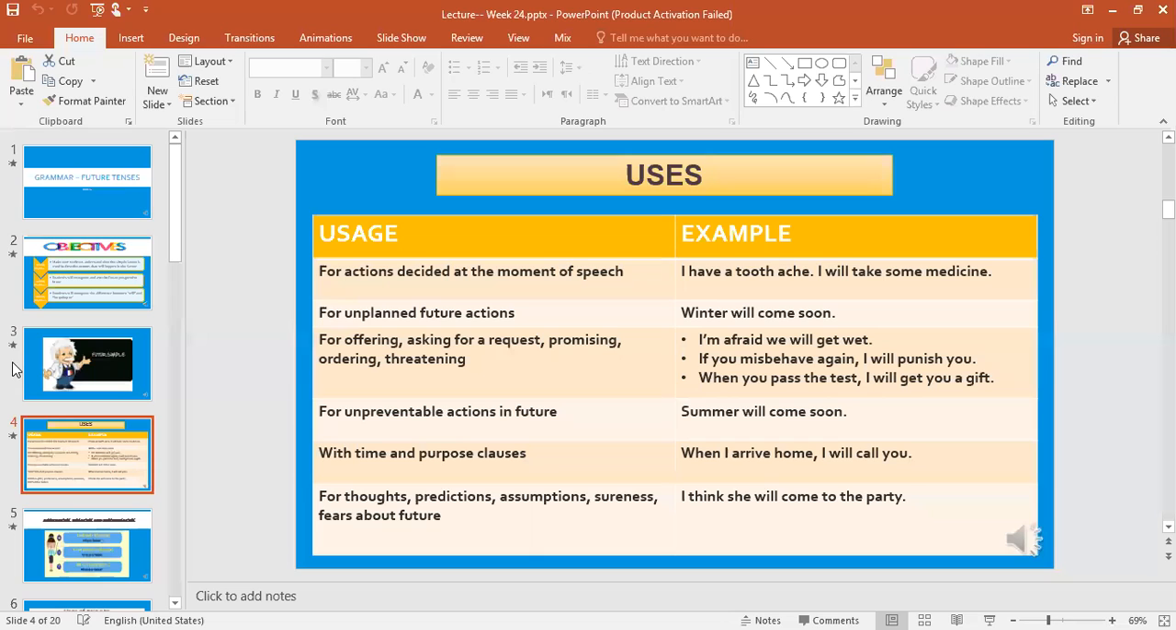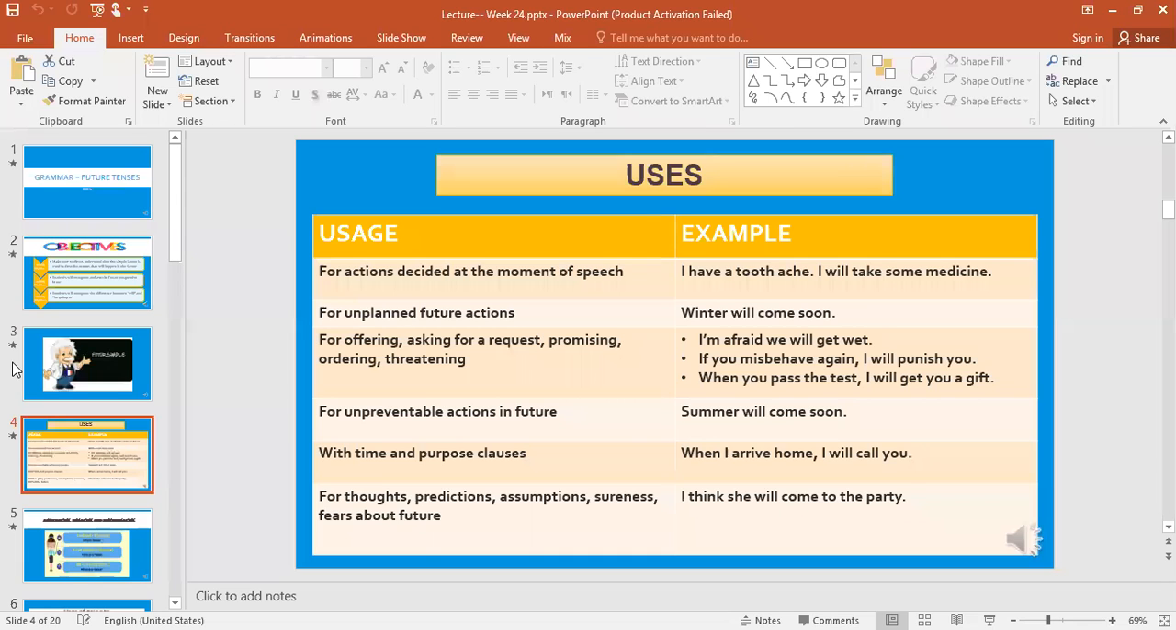For thoughts, predictions, assumptions, sureness, and fears about future. I think I will come to the party. This is a thought. I guess he will be late to class. I believe, maybe. All of these are called predictions and thoughts. And also fears about the future. So these are the uses of the will form of the future simple tense.